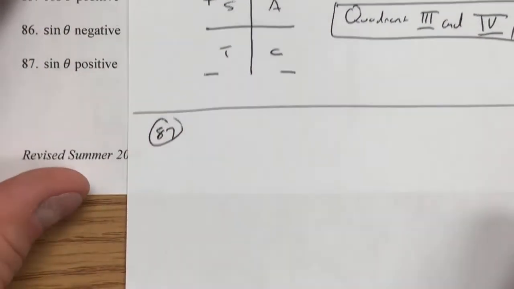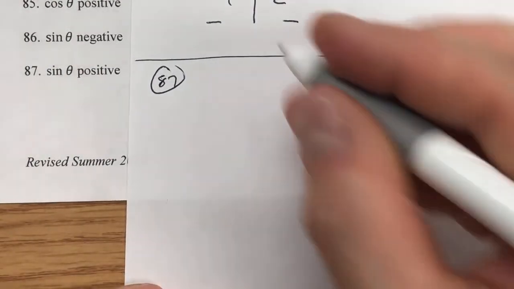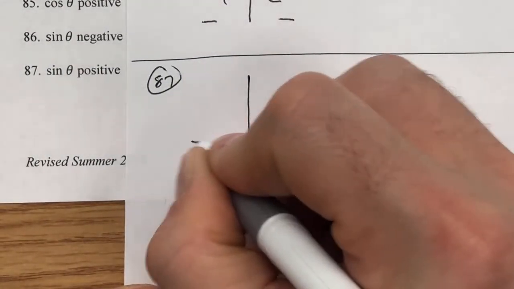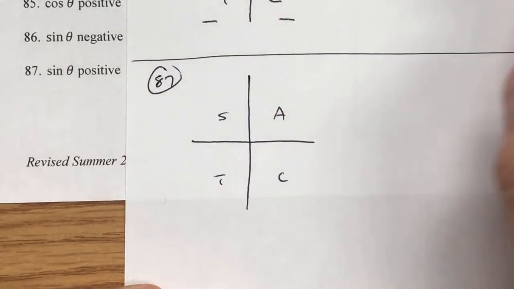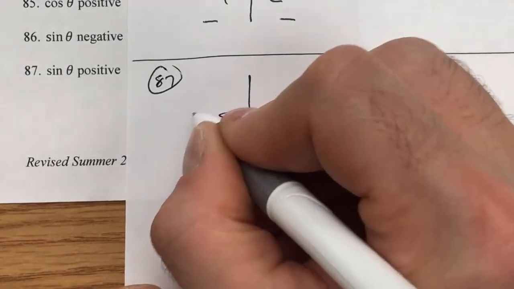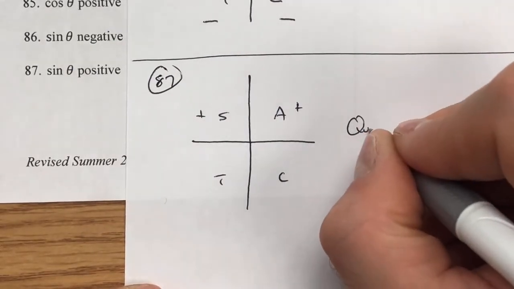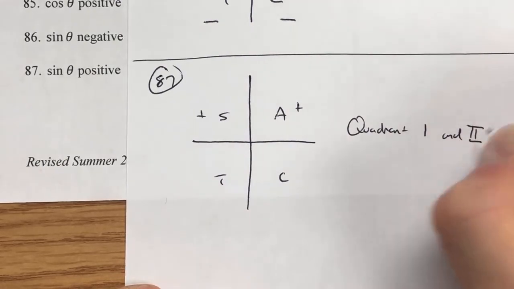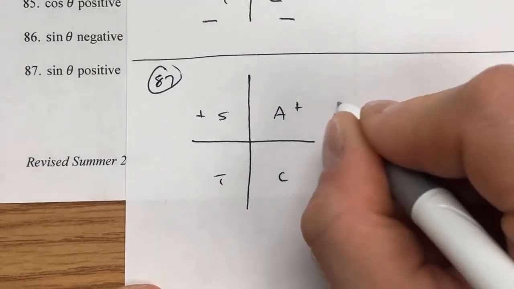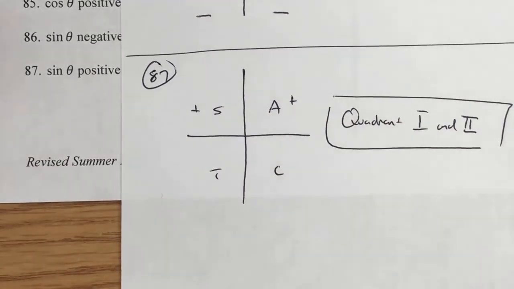87, we're going to use that same device. When is the sine positive? So All Students Take Calculus. Well, in this case, I know the sine is positive both here and here. So quadrant 1 and 2. Boom. Okay, and there we go.